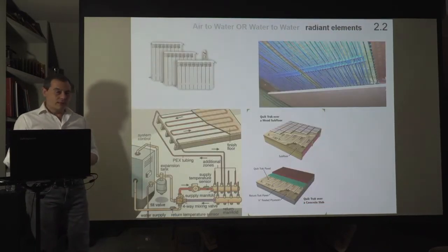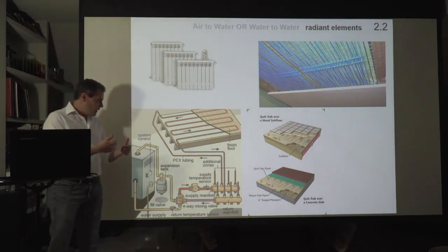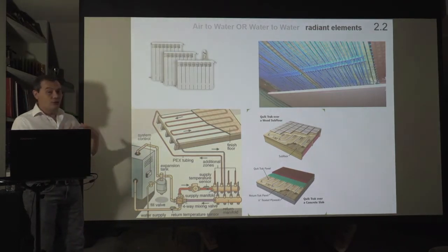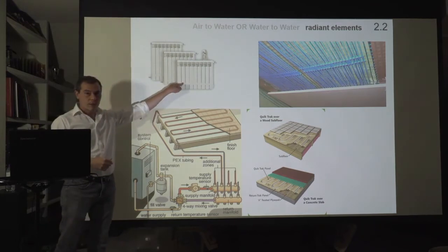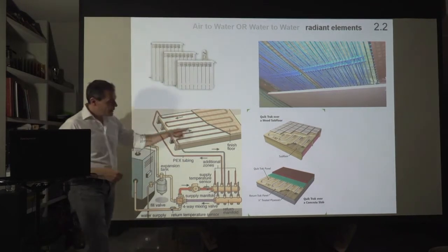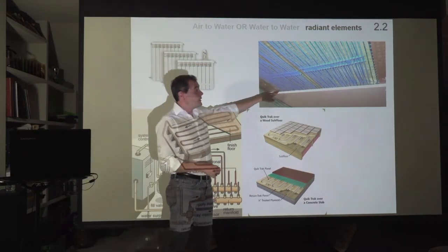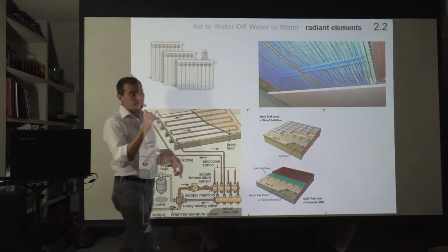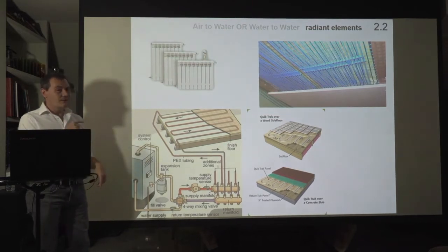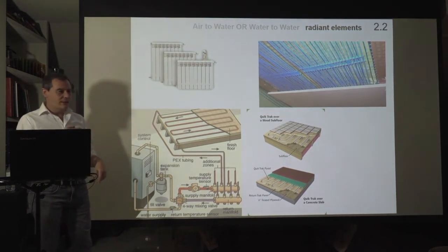And we need radiant elements. So outdoor, we have the heat pump, and indoors, what do we have? Radiators, radiant floors, like this, and we can have even radiant ceilings. It's interesting, but it's complicated.